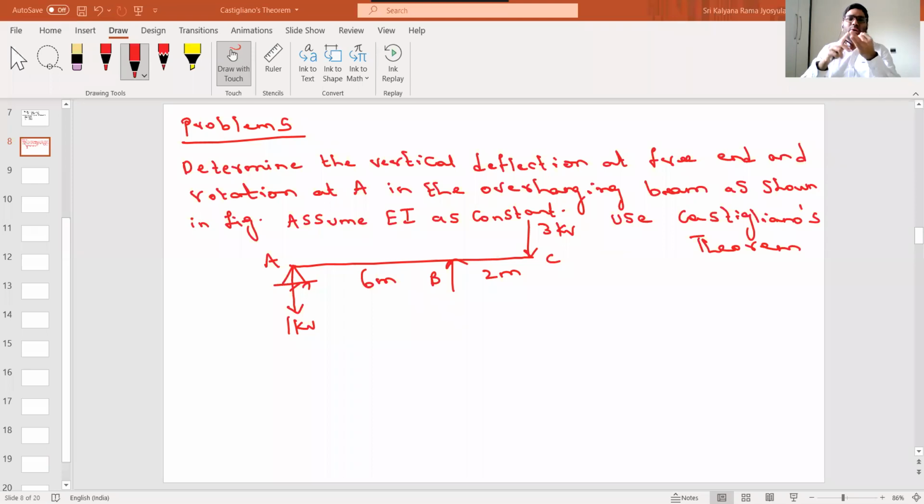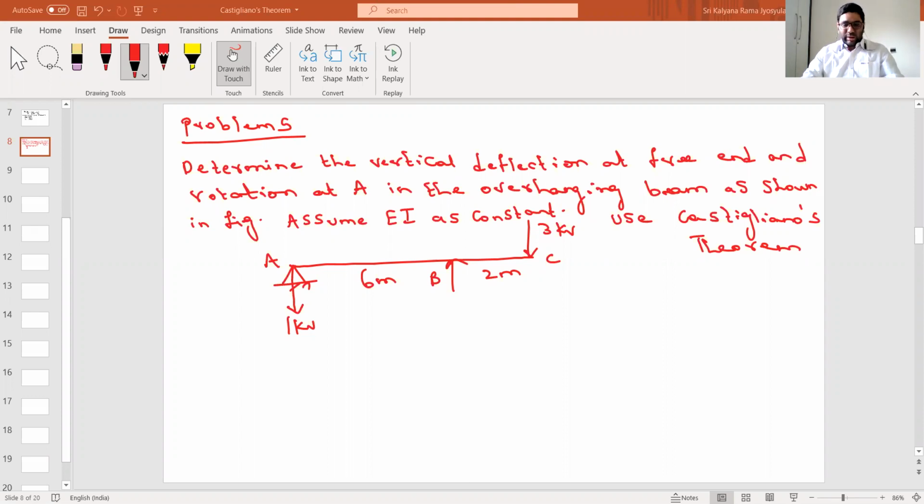Point number one. And case number two, we need to calculate rotation at support A. So in order to calculate rotation at support A, we need to have a moment. But do we have any moment given in the problem? No, we are not given any moment at end A. So what do we need to do? Assume any fictitious or dummy moment at A. Okay. So this is something that we need to use and solve the problem for.